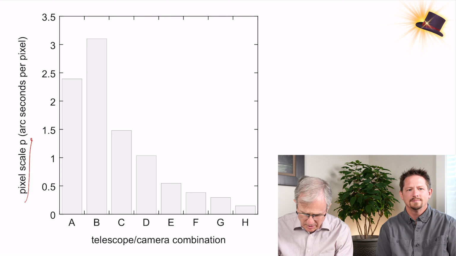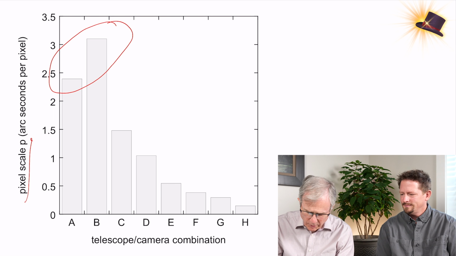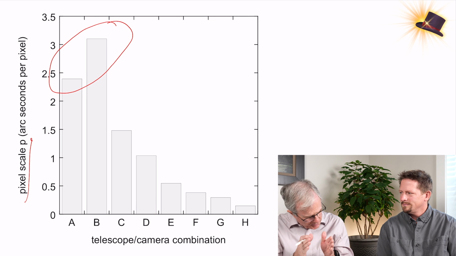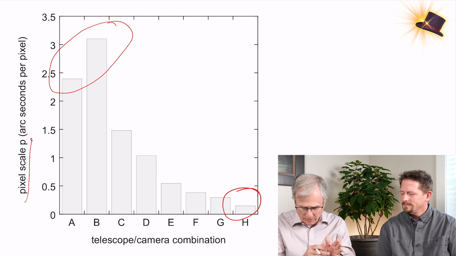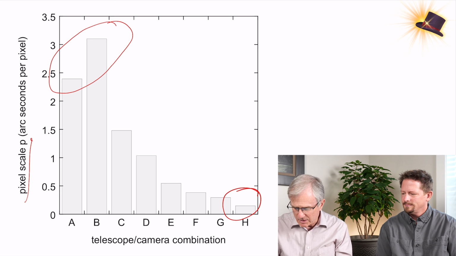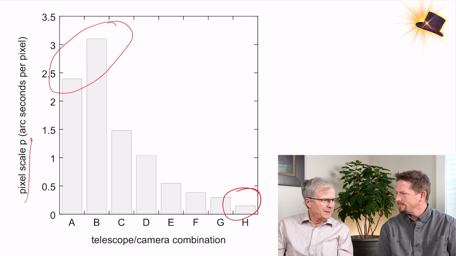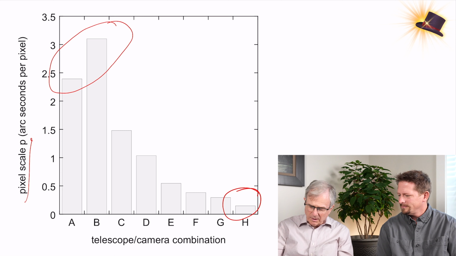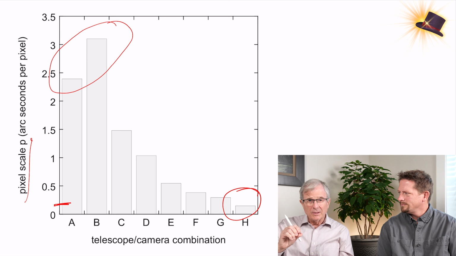So you can see that some of these pixel scales for the more wide field telescopes cover 2 or 3 arcseconds per pixel. So they're capturing a lot of sky with each pixel. Whereas for high magnifications, I think this is the Celestron with a Barlow lens to send the focal length way out, then the pixel scale is very, very small, and you're only seeing a tiny fraction of an arcsecond of sky with each pixel.